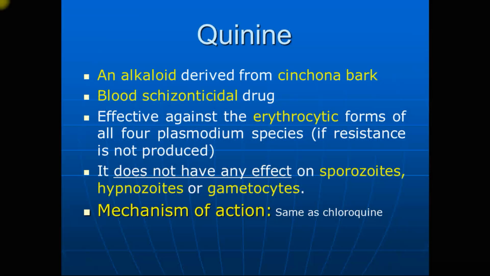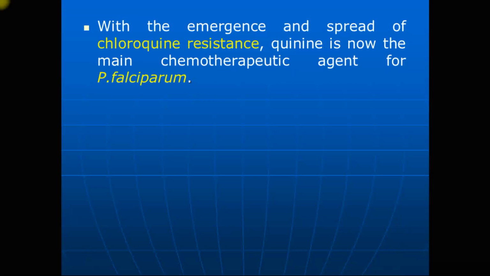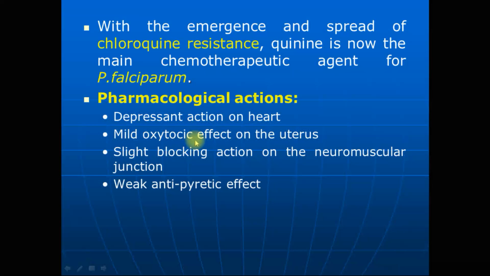It does not have any effect on the sporozoites, hypnozoites and gametocytes, just like chloroquine. The mechanism of action is also the same as chloroquine, that is inhibition of the heme polymerase enzyme, and thus prevention of formation of hemozoin from the heme. So consider the same mechanism of action. It is now considered a chemotherapeutic agent in areas where chloroquine resistance has emerged, so in that case you can consider it as a secondary or tertiary choice.